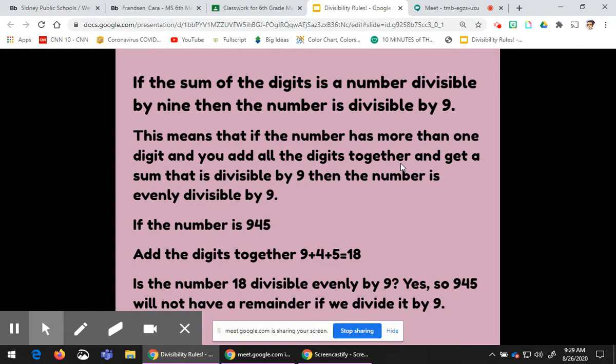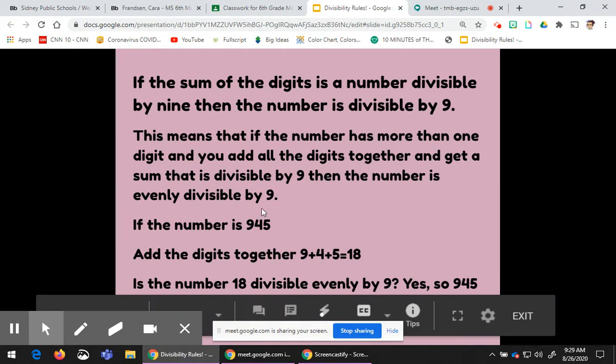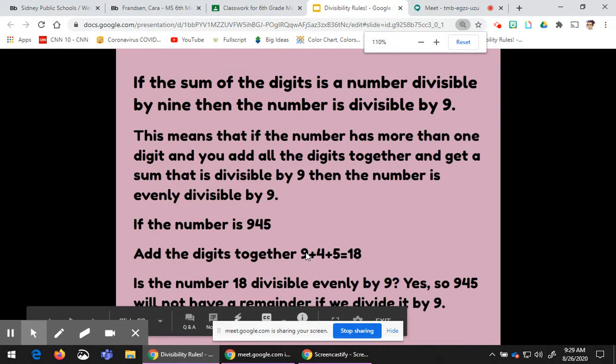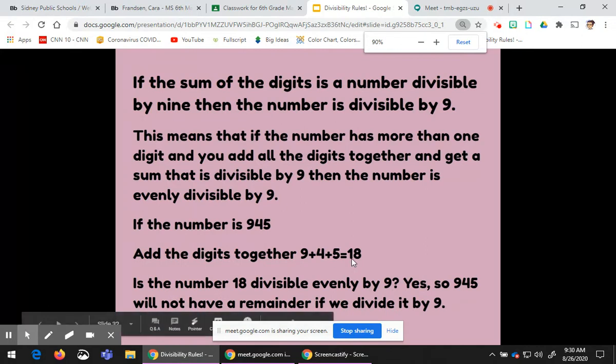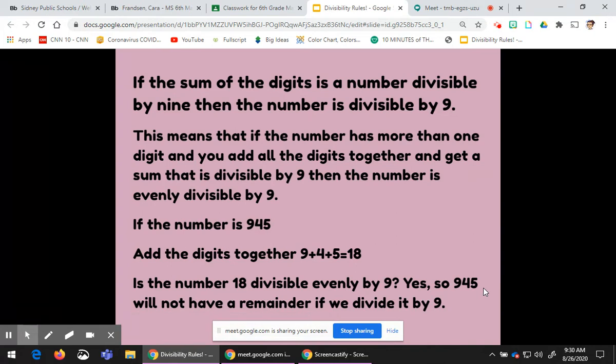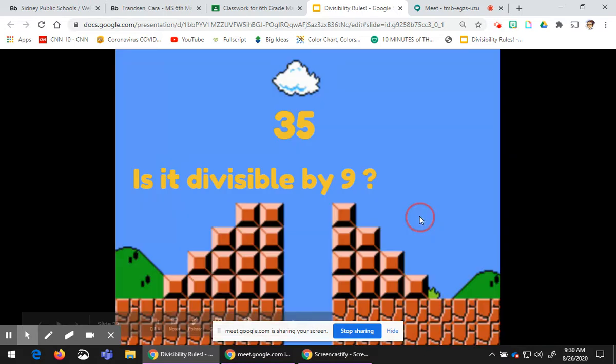Okay? This means that if the number has more than one digit and you add all the digits together and get a sum that is divisible by 9, then the number is evenly divisible by 9. If the number is 945 and the digits together, 9 plus 4 plus 5 make 18, then 18, our result, is divisible by 9, and 945 will be evenly divided by 9. Okay? I think we have some practice now.